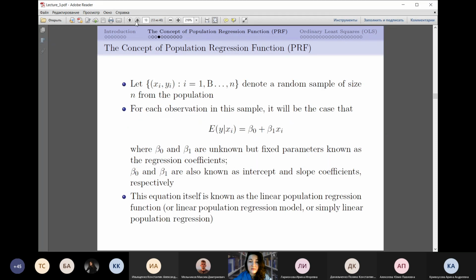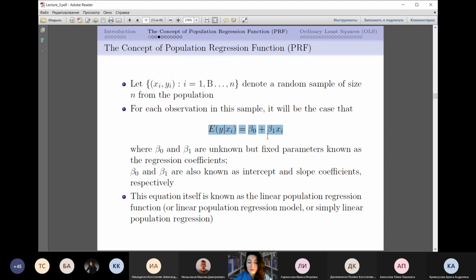And the basic idea of the population regression function is the population mean value of the dependent variable on the basis of the known values of the explanatory variables from our sample. We can express this mathematically in the following form, as a straight line. We have two parameters, beta 0 and beta 1, and these parameters are unknown, but they are fixed.